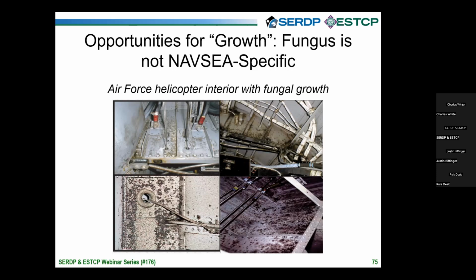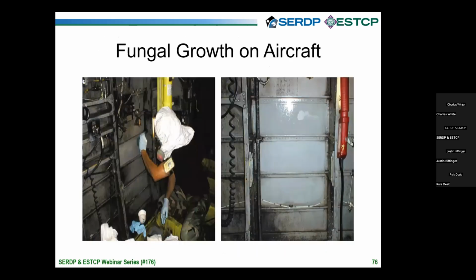The pictures on this slide include an Air Force helicopter interior where you can see the fungal growth on the different surfaces and the complexity of the surface. Keeping that area clean, particularly when it's exposed to near constant exposure to hydraulic and other organic fluids, provides an excellent growth area for fungal growth and is a difficult area to keep clean.